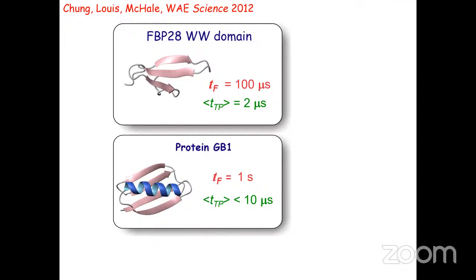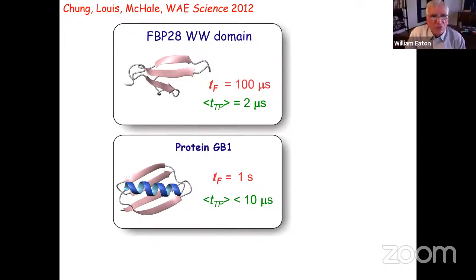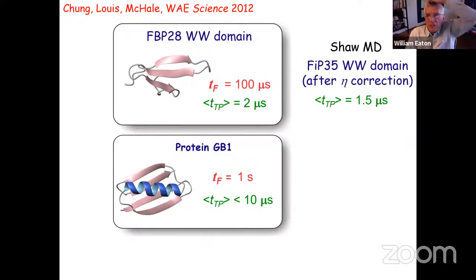that one. So in any event, this is the summary of the result that a slow folding protein and a fast folding protein fold in almost the same time. The transition path time is almost the same, even though they differ by a factor of 10,000 in their folding rates. Well, this made David Shaw happy because even though it wasn't exactly the same WW domain, after a viscosity correction for his TIP3 water, his average transition path time was 1.5 microseconds.